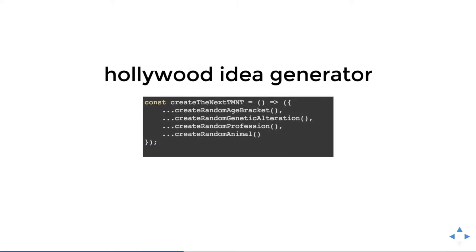So here we go. We want the next big idea from Hollywood. We want to create the next TMNT. Right? Here is that concept. So we're defining a function that returns an object. It spreads over the results of a factory, which returns an object, 4 times.